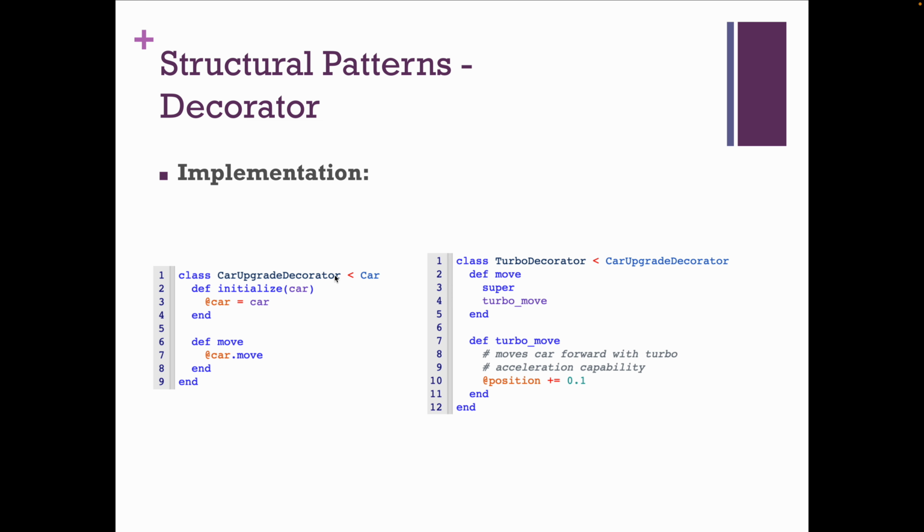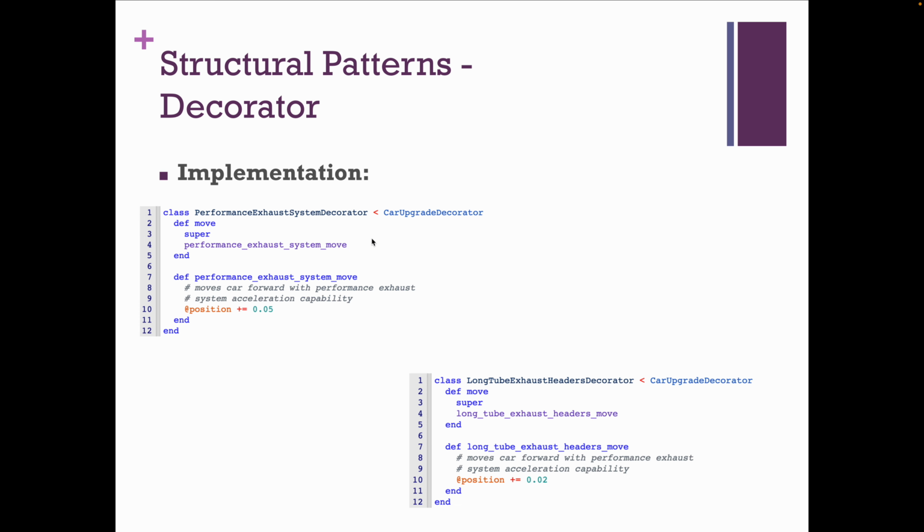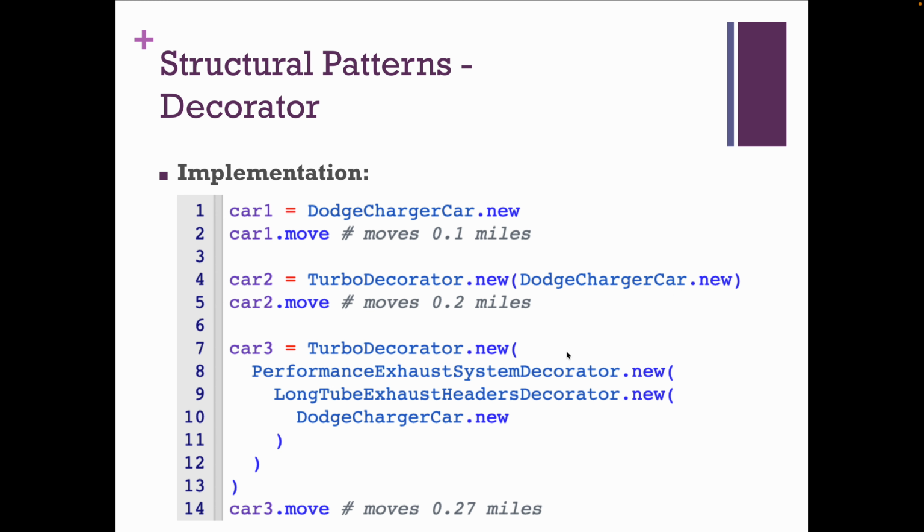So this is the car upgrade decorator. That's a superclass. It basically will have a reference to the car, and the move method will simply invoke the move on the car. That's how decorators are implemented for the superclass. But then every subclass will change the move and do something different with it. Normally they'll start with super to invoke the default behavior first, and then they'll add more on top of it. So if I bring in a performance exhaust system, it's going to add 0.05, and the long tube exhaust headers, we're going to add 0.02. So if you combine all of them, you're going to get a much bigger number.